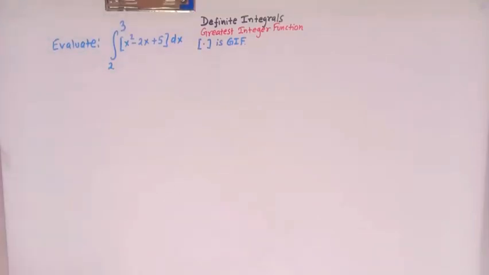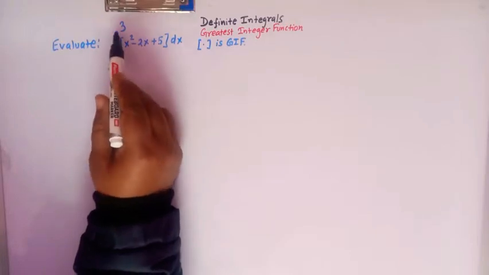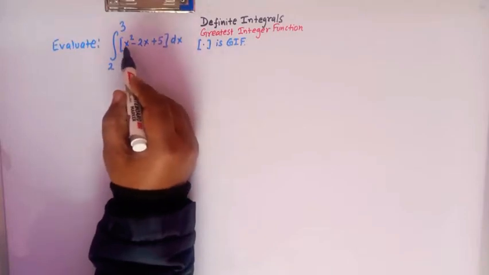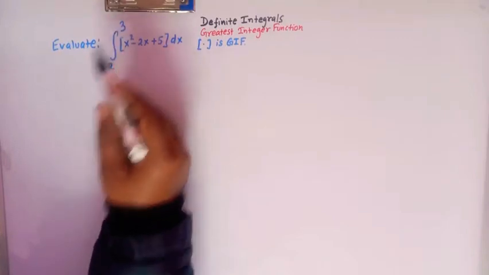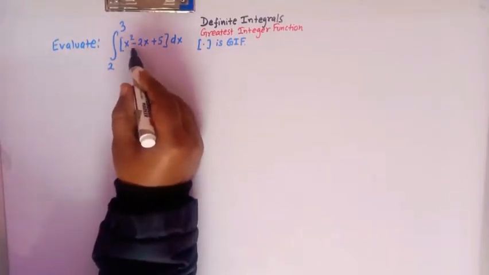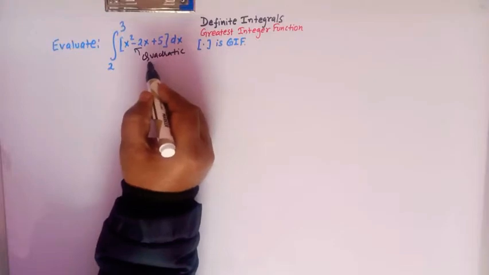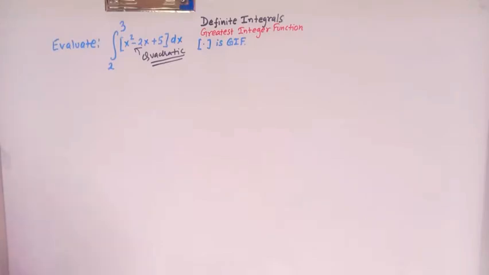Hello viewers, in today's class we are going to discuss one important definite integral involving the greatest integer function. Here we have to integrate the greatest integer function of x square minus 2x plus 5, and the limits are from 2 to 3. This is a quadratic function, and we are going to solve this problem by the method of substitution.